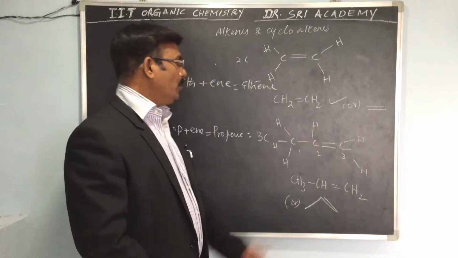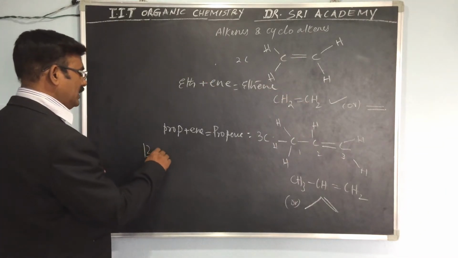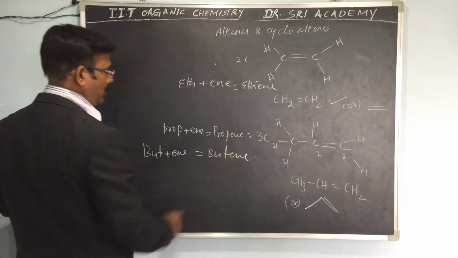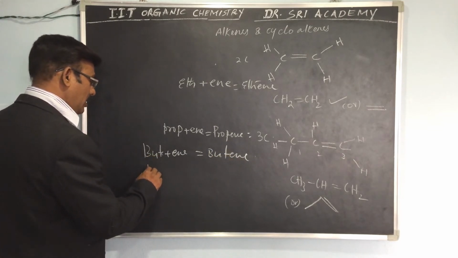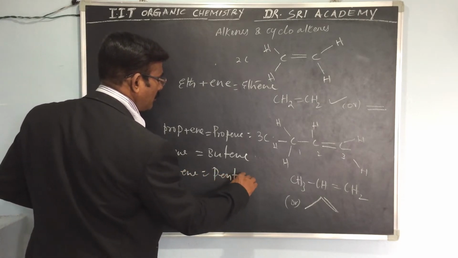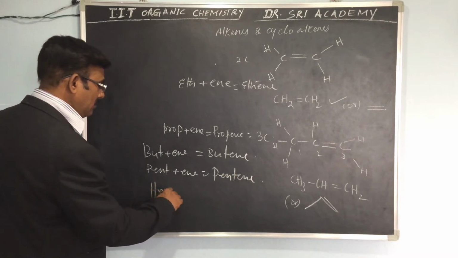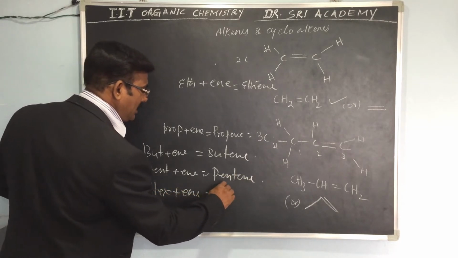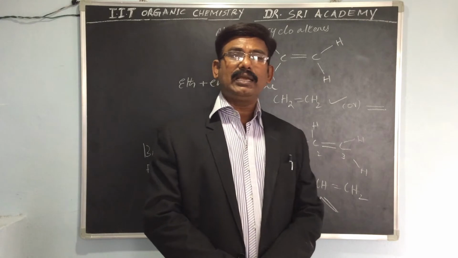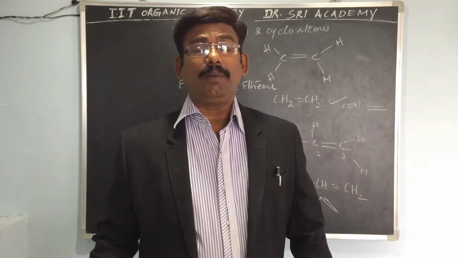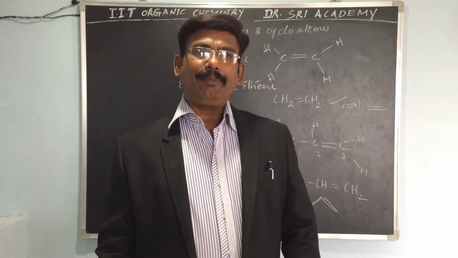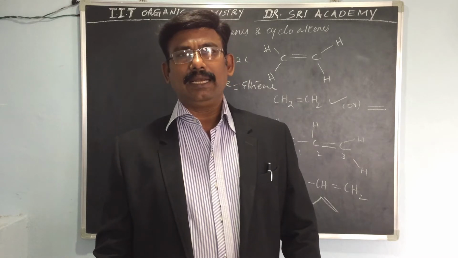Like that, you write butene, pent plus ene is pentene, hex plus ene is hexene. So this is about the alkenes. We can write the alkenes up to decene: pentene, hexene, heptene, octene, nonene, decene.